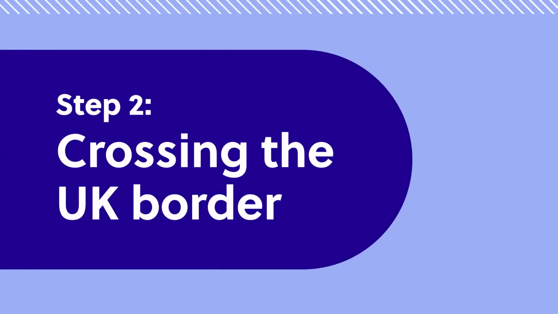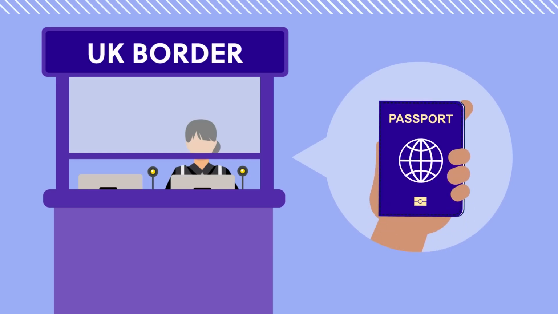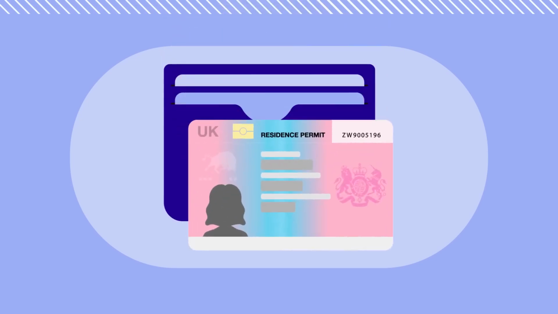Step 2. Crossing the UK border. When crossing the UK border, usually you will only need to show your passport or travel document to the Border Force officer. If you have a valid physical immigration document that confirms your status in the UK, such as a BRP, you should continue to carry it until it expires.